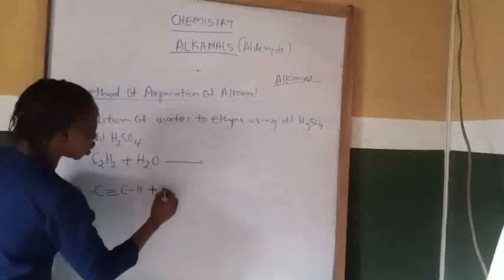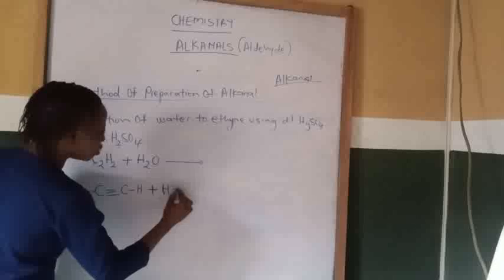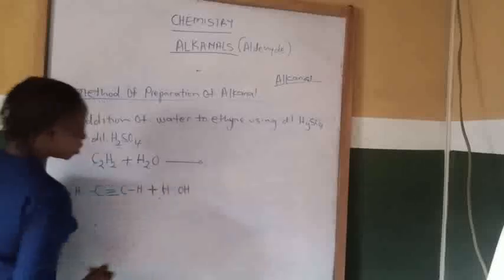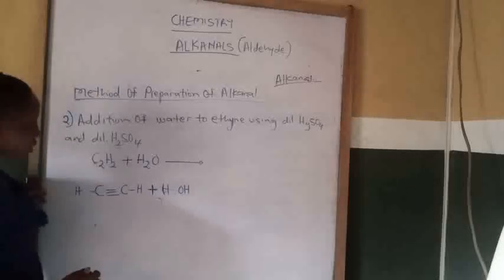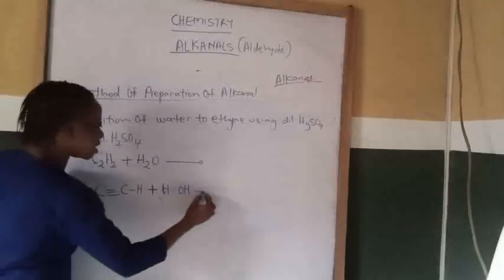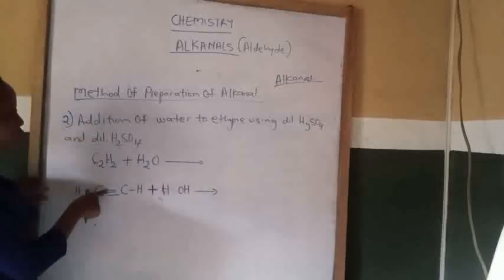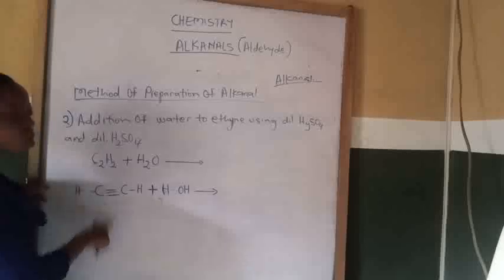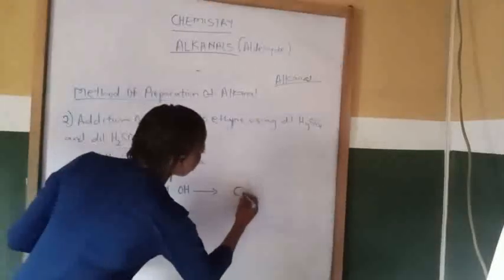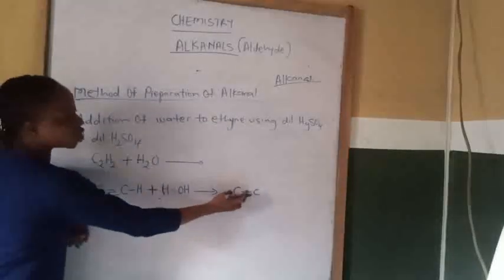So the H2O will decompose to H and OH. H and OH want to enter this place. Automatically, there will be displacement of one bond out of this triple bond. One of the triple bonds will open. So when you open one of the triple bonds, we'll be left with a double bond.